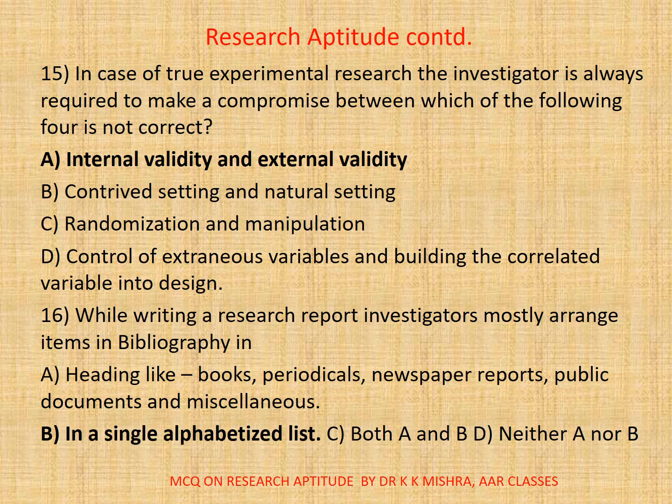All. 15. In case of true experimental research, the investigator is always required to make a compromise between which of the following four is not correct. The correct option is A. Internal validity and external validity. 16. While writing a research report, investigators mostly arrange items in bibliography in, correct option is B, a single alphabetized list.